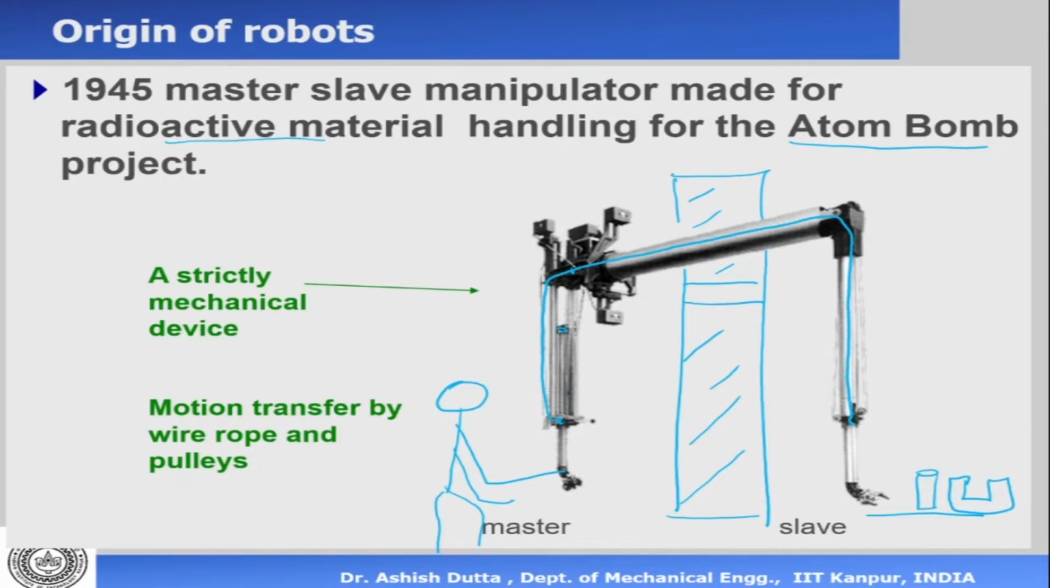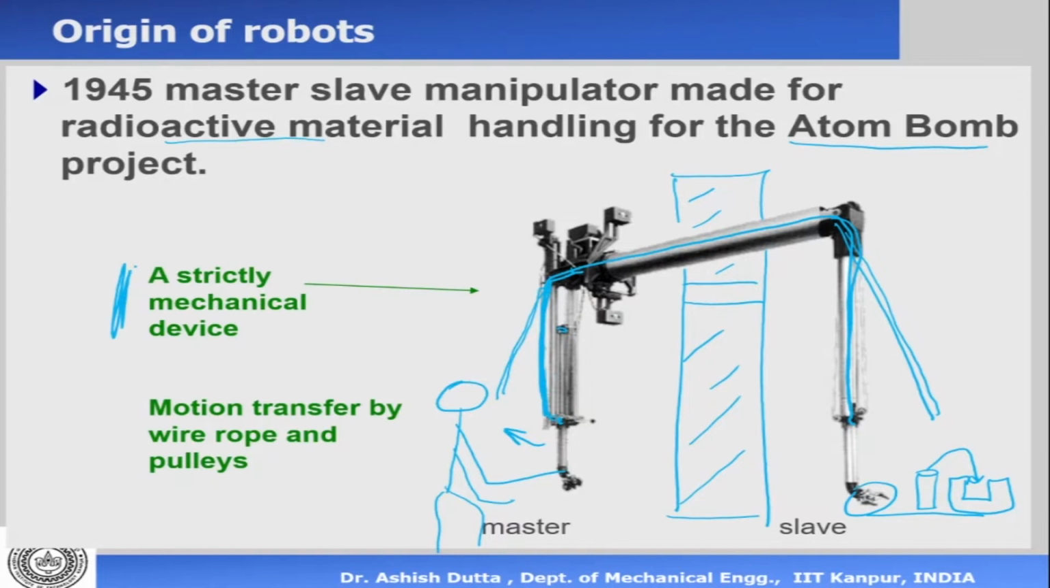Something to note: the master and the slave arm are the same in terms of kinematic structure. However many degrees of freedom the master has, the slave also has that many degrees of freedom. And the motion transmission is by wire ropes and pulleys. So if the operator pulls in one direction, the tension here will change, and then the tension there will change, so if this moves like this, that will also move like this. Very simple motions could be done, like picking up this object, putting it inside here, and opening and closing the gripper. Something to note is that this is strictly a mechanical device.